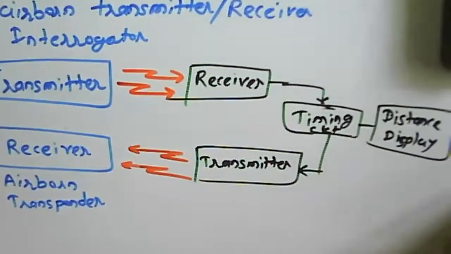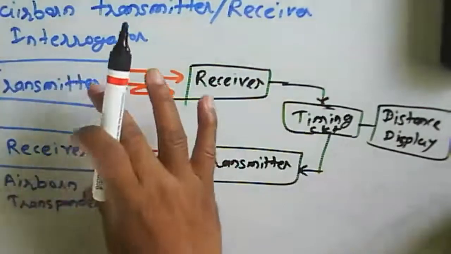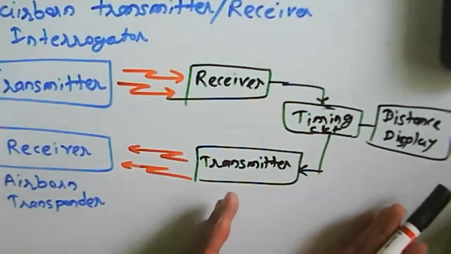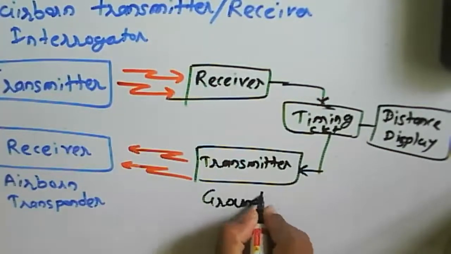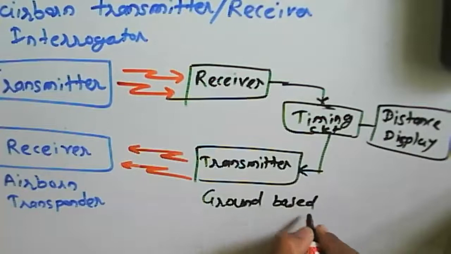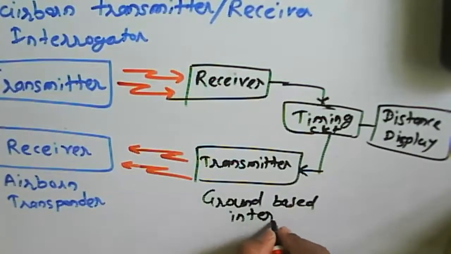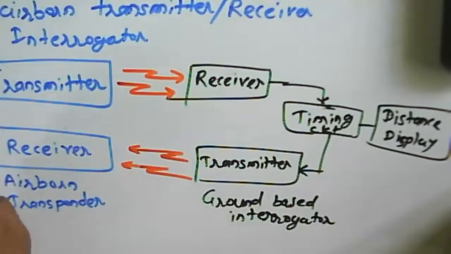Okay, so this one is about distance display. Okay, some display here. So now this one is a part of the aircraft transmitter as well as a receiver. We can say that airborne transmitter there, and this one is about a ground based system. Or you can say that a ground based interrogator. Okay, this one is about a ground based interrogator.